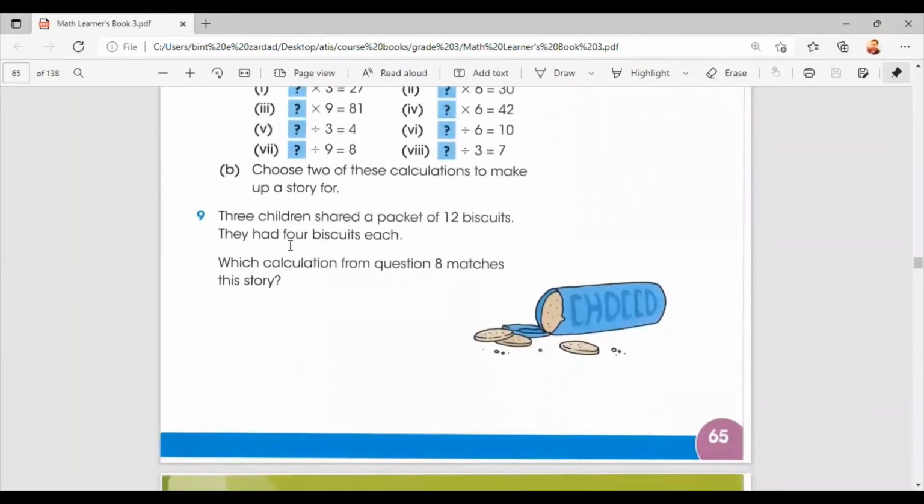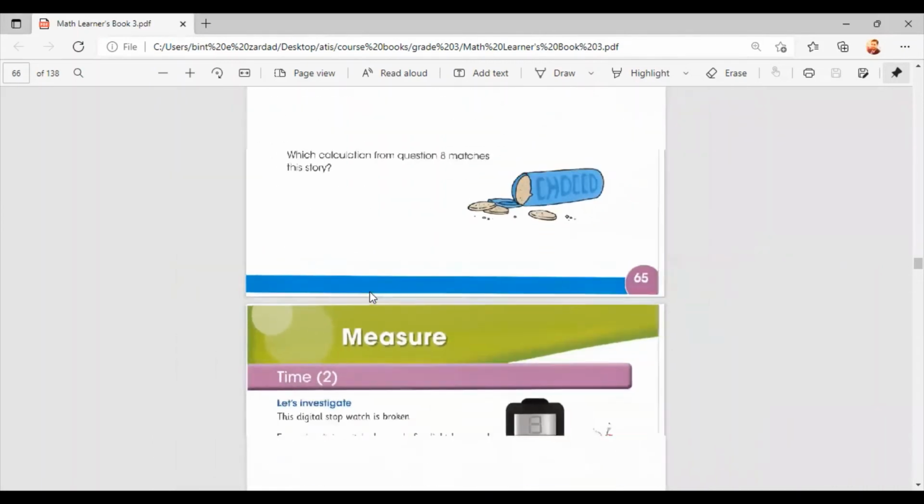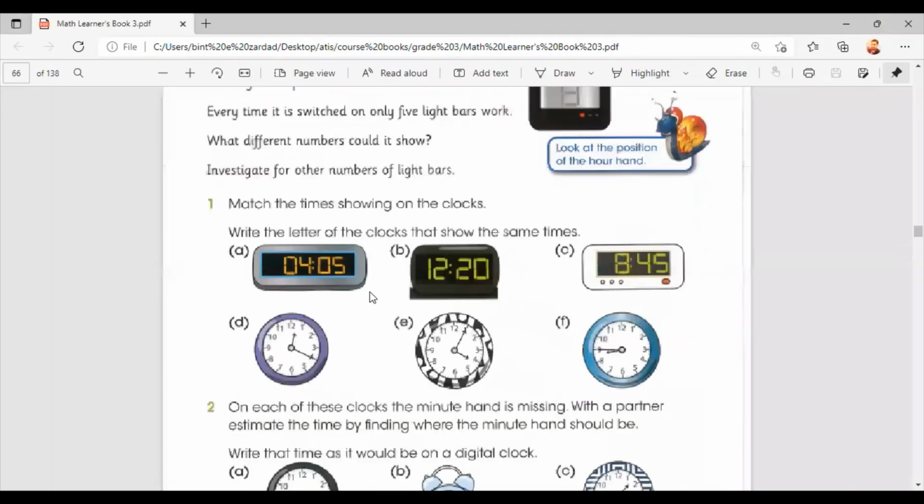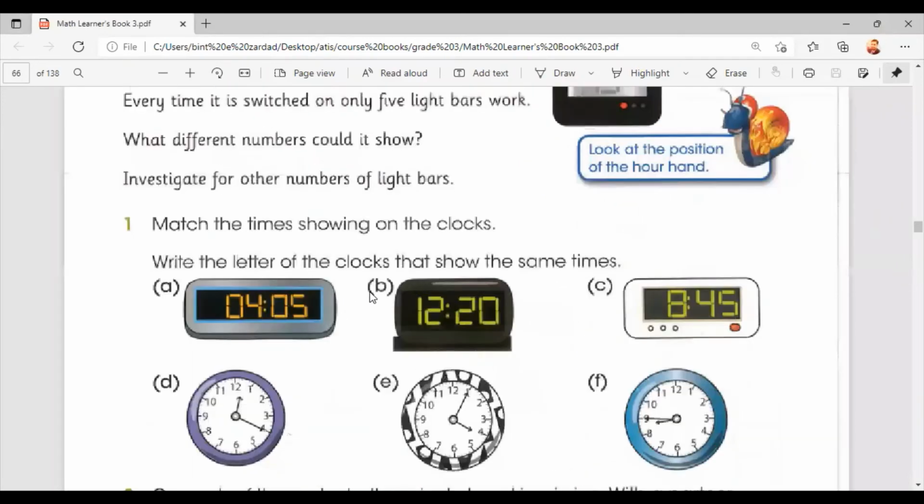We choose 2 of these calculations to make up a story. No need. Okay, question number 9. The 3 children share a packet of 12 biscuits. They had 4 biscuits each. Which calculation from question 8 makes this story? After this, we are talking about time.